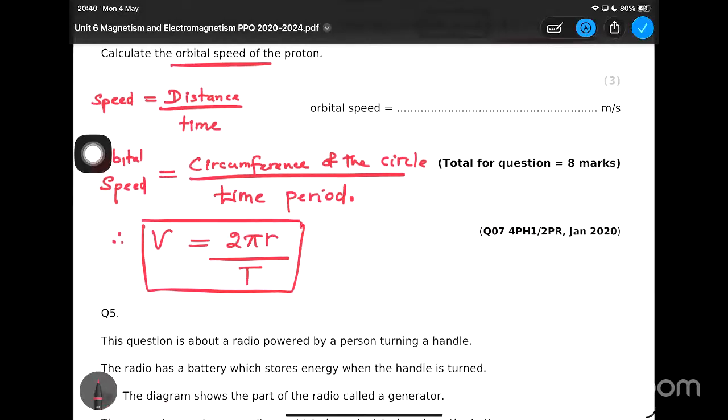This equation will be discussed once again in the final unit, the astrophysics unit, right? In that unit, we will need this equation to calculate the speed of satellites, or in some cases the distance to the satellites from the surface. Likewise, there are some different applications of this equation, right?